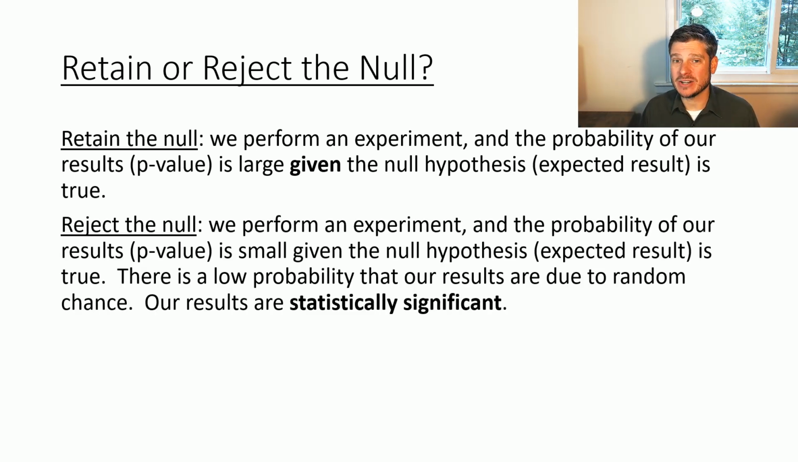On the other hand, we can reject the null when we perform our experiment and the probability is very, very small. If our probability is small, it would be unusual for us to obtain those results if the null hypothesis was true. This means that our results are statistically significant. And that's actually all that phrase means. When I say statistically significant, that simply means that I was able to reject the null based upon that p-value.